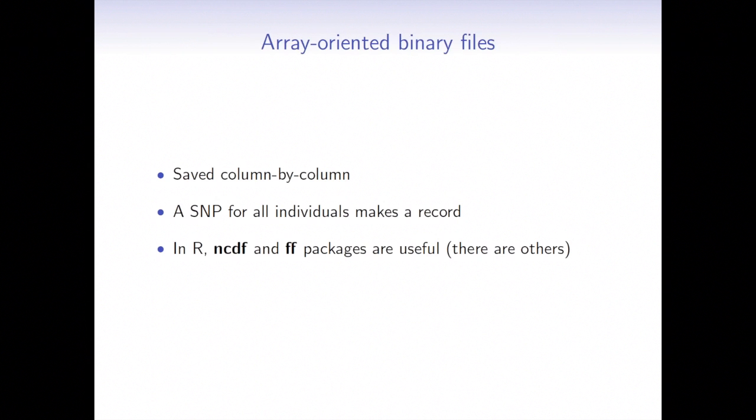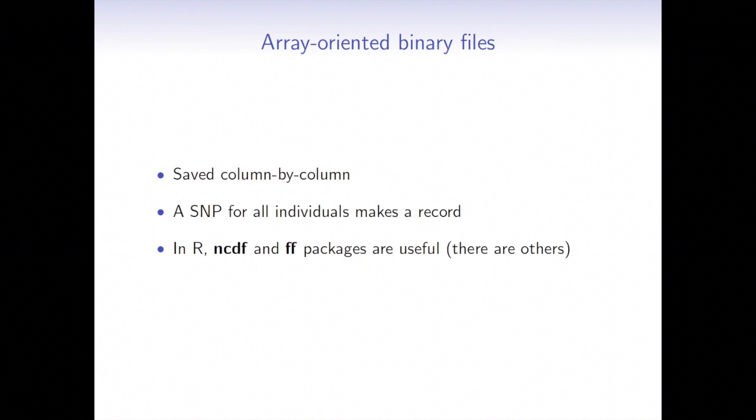So here the most efficient way and the solution for that is to use array-oriented binary files. And there are many options in R available as files become more and more popular. Matrix-oriented binary files are saved column by column. So now you can save it in such a way that one SNP for all individuals will make a record on a disk. So it's very easily accessible.